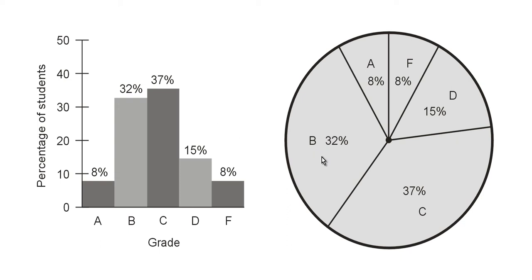But now you can also graph this as a pie chart, pie type of appearance, and they call it a pie obviously because of the slices. It looks like it's sliced up. A's and F's 8%, D's 15%, just like here, B's 32% here, C's 37% here.